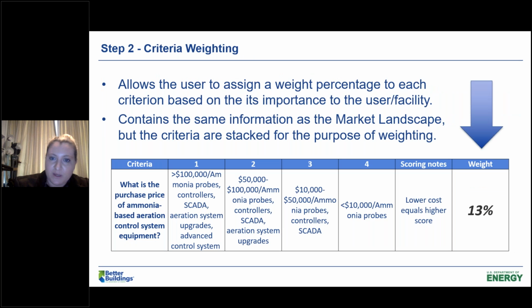Okay, so where the market landscape slide introduces you to the criteria and allows you to input your own criteria, this is where you actually weight the relative importance of those criteria to your facility. So step 2 is weighting the criteria. If purchase price is important to you, you might want to score that a little higher than what we've got here at 13%. Maybe that's worth 40% in terms of importance. All you need to do is fill out the relative importance to you in terms of weight, and then move on to the next step. So next slide.